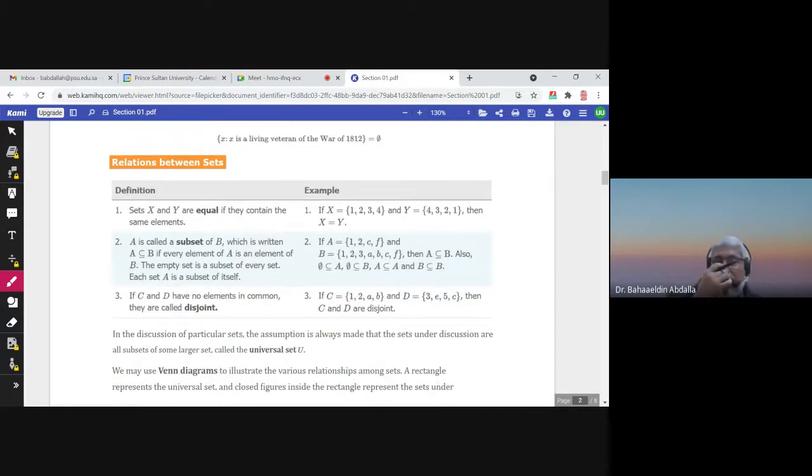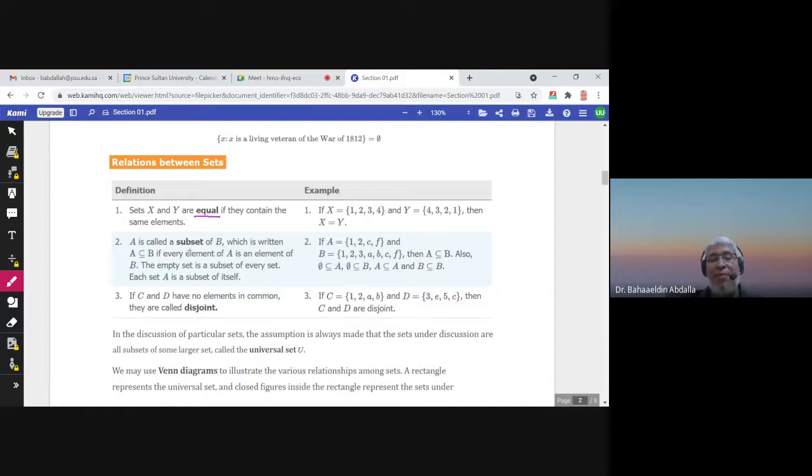Now, some relations between sets. We say that two sets, X and Y, are equal if they contain the same elements. So for example, this is X, this is Y, and they have the same elements. The order is not important inside the set. You can say 1, 2, 3, 4 or 1, 3, 4, 2, as you wish. We understand from here that Y has 4 elements. What are the 4 elements? 1, 2, 3, 4. So X is equal to Y.